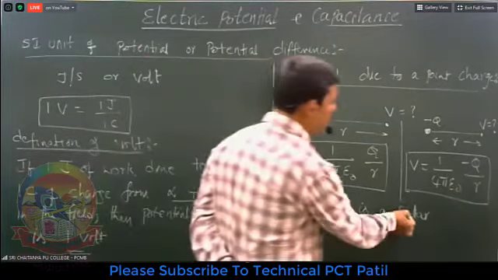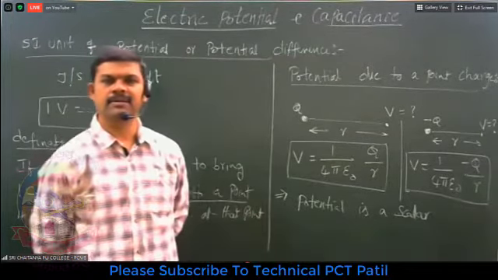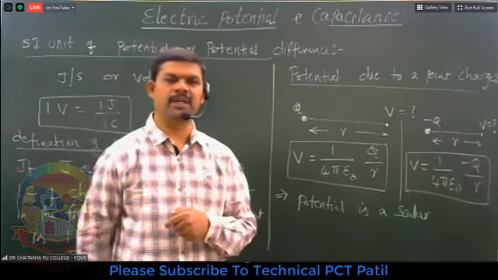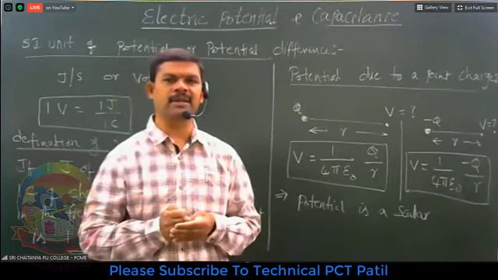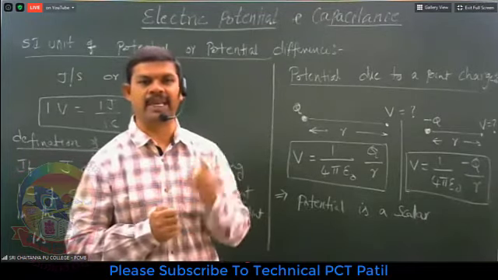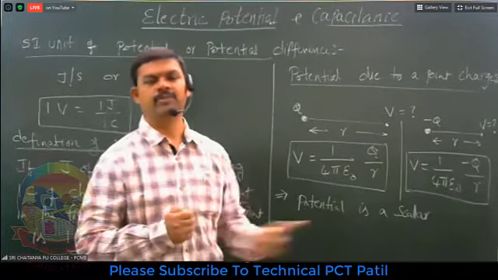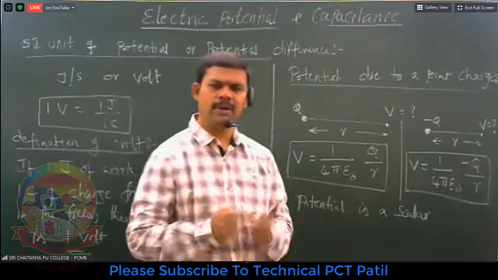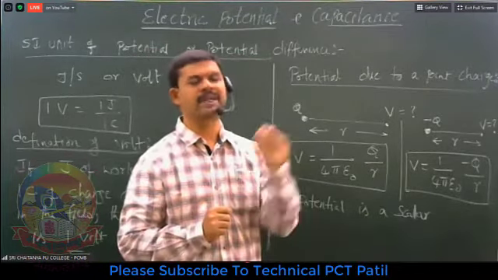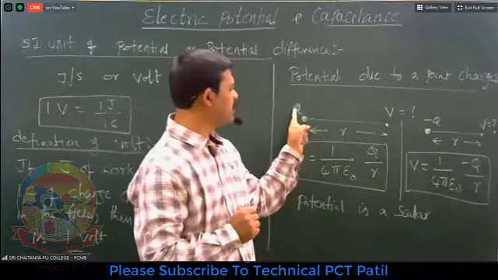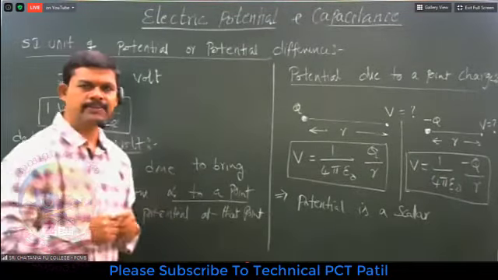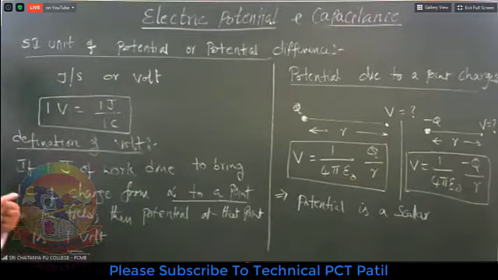Whenever you are dealing with problems related to potentials, remember that it is a scalar. In the last chapter, we discussed intensity of electric field, capital E. It is a vector. Potential is a scalar. So there is no need of direction. Only when charge is given positive, take positive; when charge is given negative, take negative. Simple. Come on, note down.